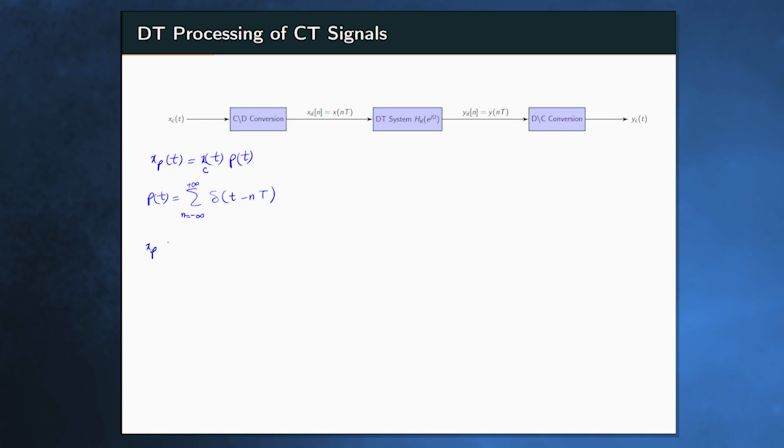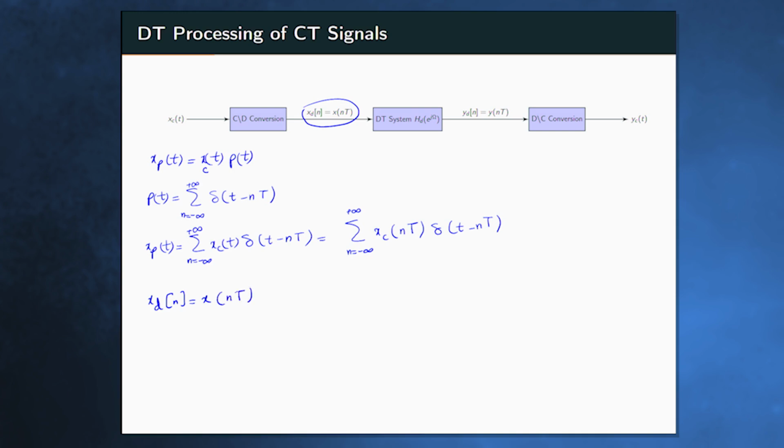So with that, I have xp of t equals the sum of xc of t multiplied by delta of t minus nT, for n from negative infinity to plus infinity. And that's going to be equal to the sum over n from negative infinity to plus infinity of xc of nT multiplied by delta of t minus nT, by the sampling property of the delta function. I also know the relationship between xd of n and xc of t. I can write xd of n equals xc of nT. xd of n is the sampled version of xc of t.